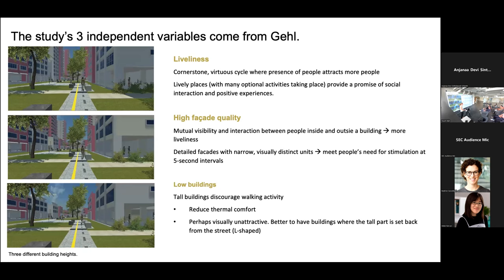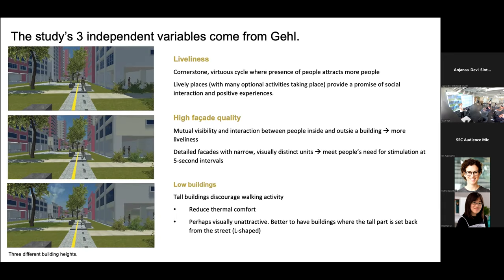And then the third feature that we looked at was having low buildings. So Gehl just says that tall buildings discourage walking activity, partly because they might reduce thermal comfort, because they might create a wind tunnel type of condition. Or then he also implies that they might just be visually unattractive. And he says that either you should have low buildings, like in the bottom image, or then these L-shaped buildings that are kind of low at the bottom and tall at the back. And that was also the strategy they recommended in that Calgary urban design plan.